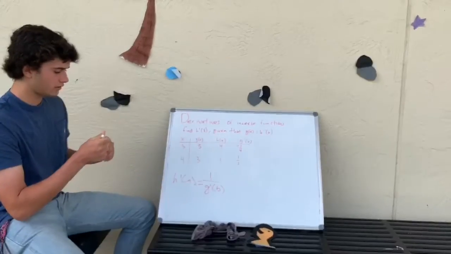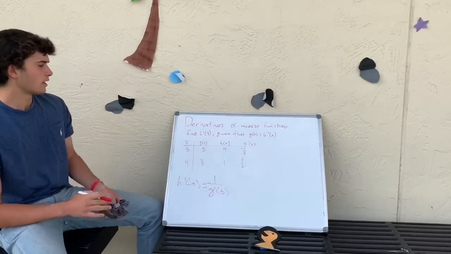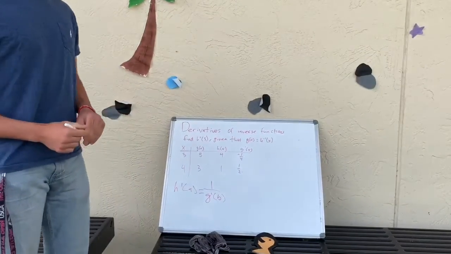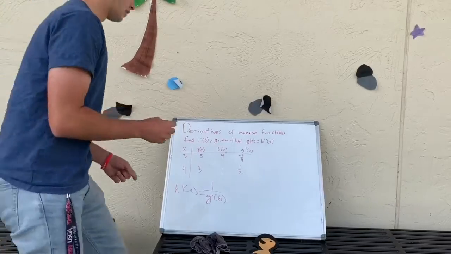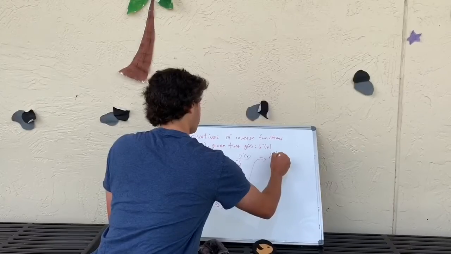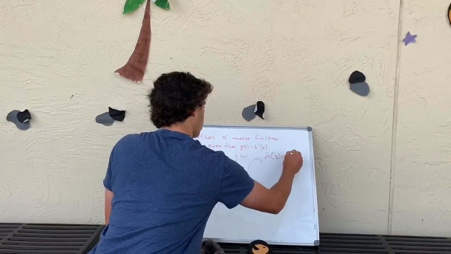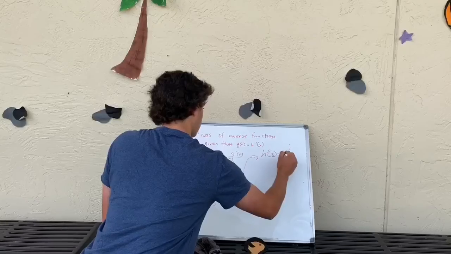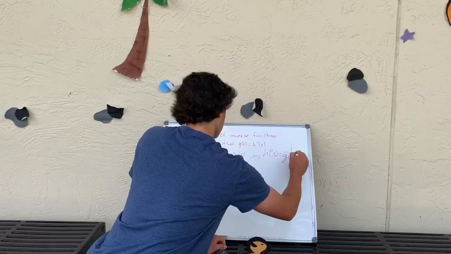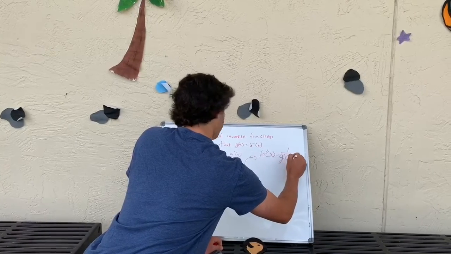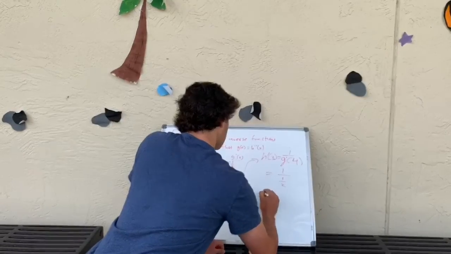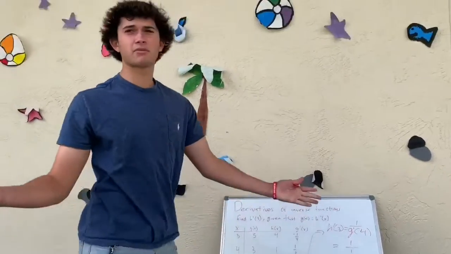As Emily Haskell taught us, h prime of a equals 1 over g prime of b. So we know that g of x is equal to the inverse of h, and our goal is to find h prime of 3. So we know that h of 3 equals 4, therefore g of 4 must equal 3. So h prime of 3 equals 1 over g prime of 4, which equals 1/2. So g prime of 4 is 1/2, so it equals 1 over 1/2 equals 2. And that's what h prime of 3 equals.